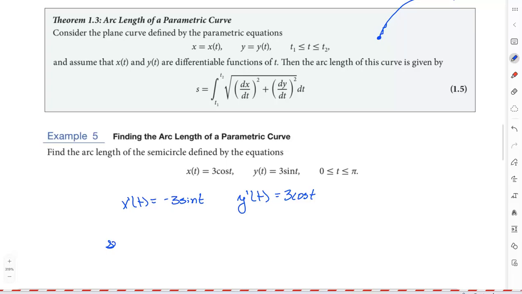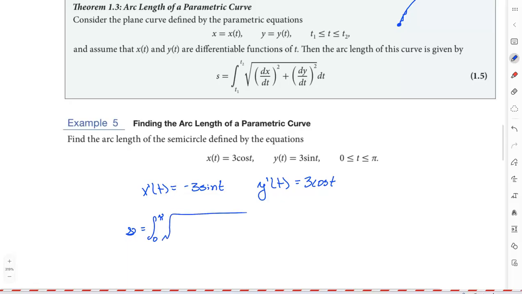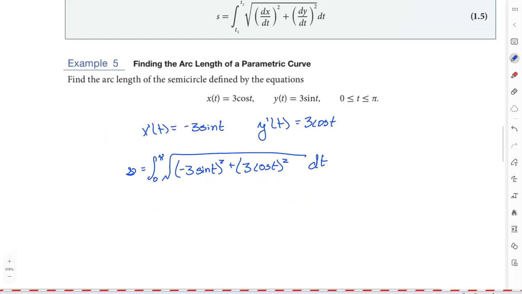So arc length, and they're using the lowercase s for arc length, for this set of parametric equations from 0 to pi would be the square root of x prime of t, which is -3 sine of t squared, plus y prime of t, which is 3 cosine of t squared dt. So this is going to be 9 sine squared of t plus 9 cosine squared of t dt.